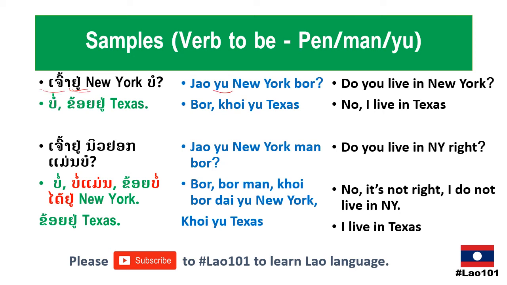เจ้าอยู่นิวยอร์กบ่ Do you live in New York? บ่ ข่อยอยู่ Texas. No, I live in Texas. So the verb to be in this context, อยู่, means to live.